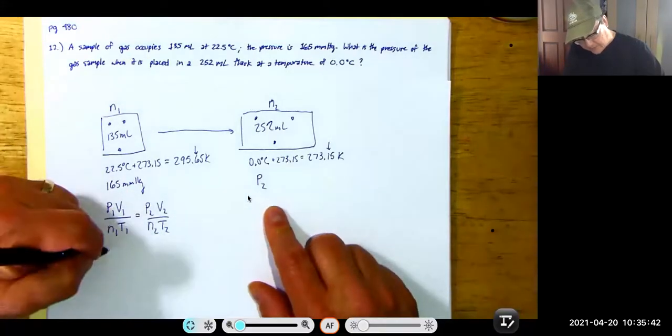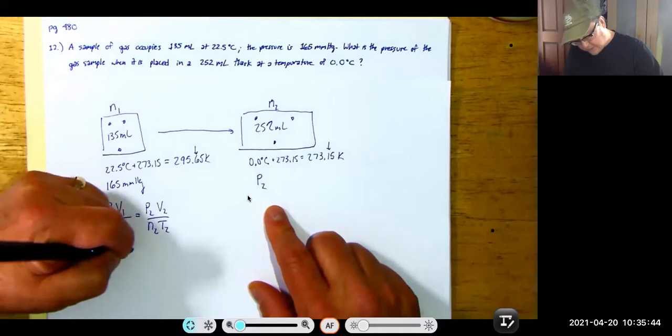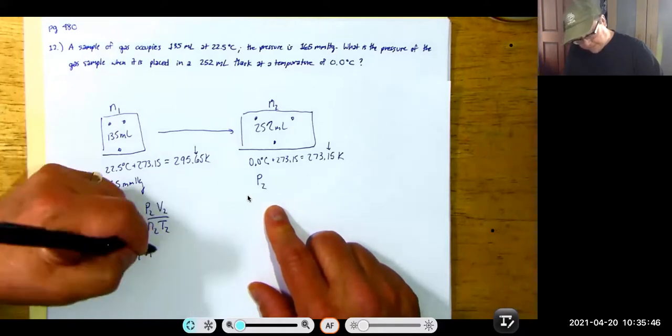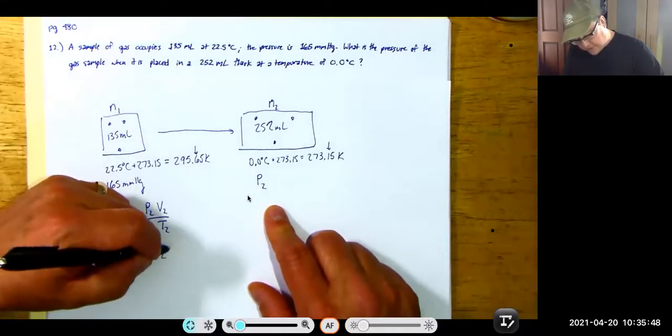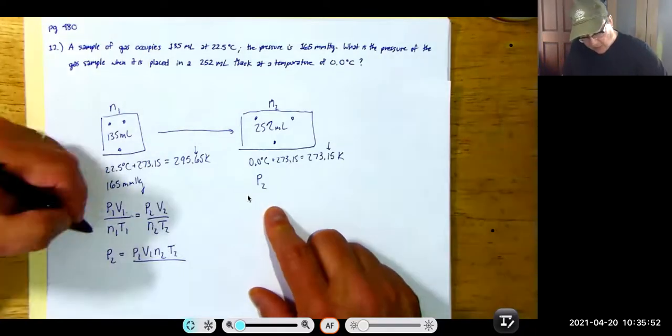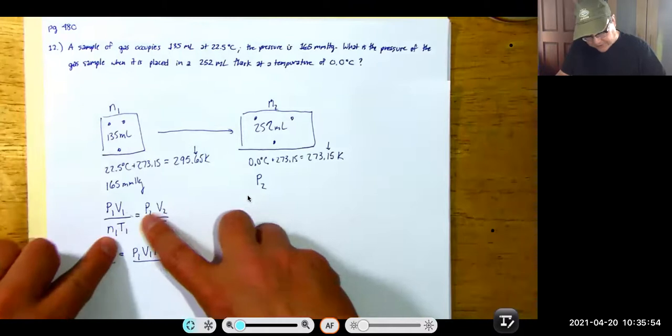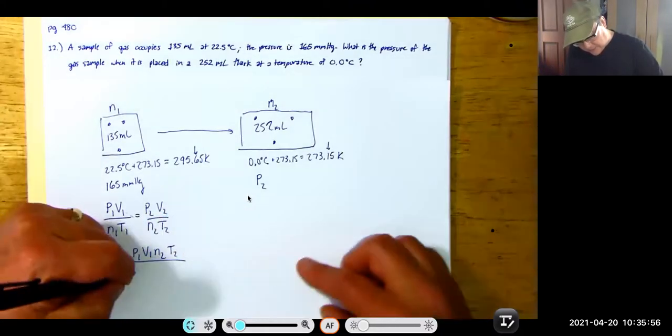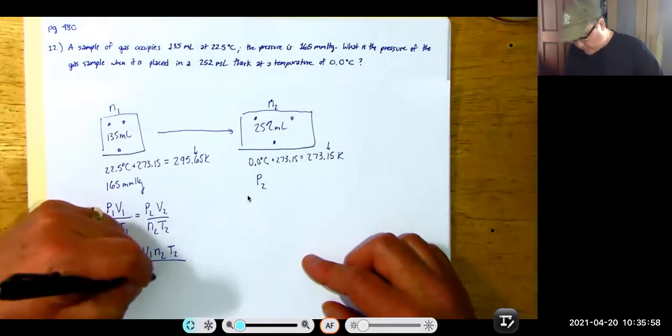And just to show you how this plays out, we are solving for P2. So here we get P2 is equal to P1 V1 N2 T2. That's the cross. And then I divide by all of the stuff on this cross except for P2. So I'm going to divide by N1 T1 V2.